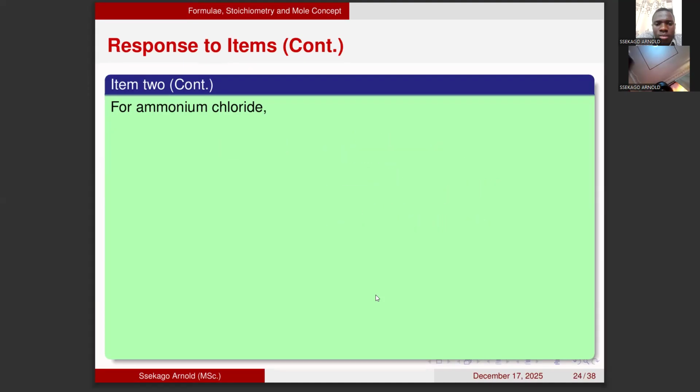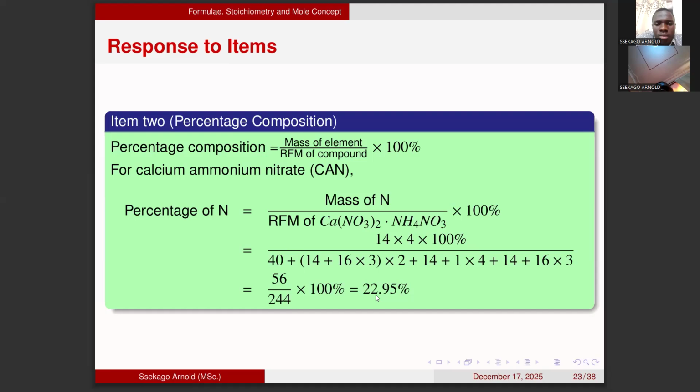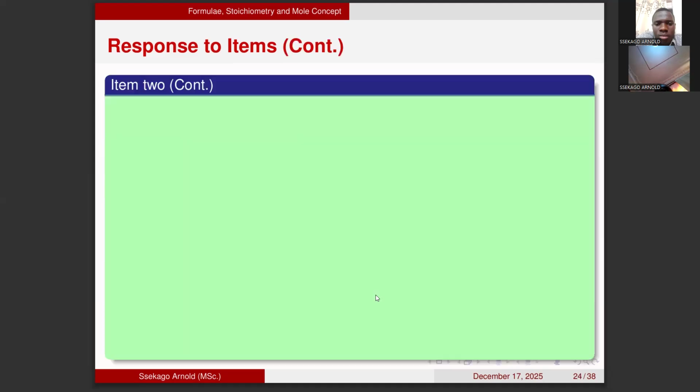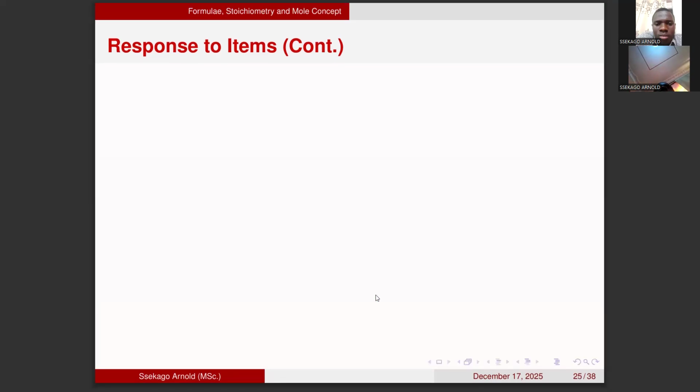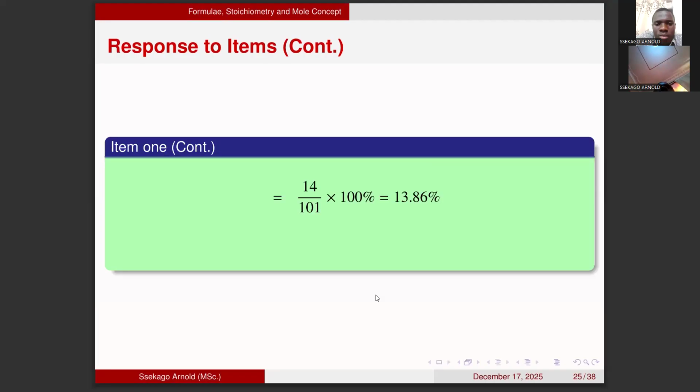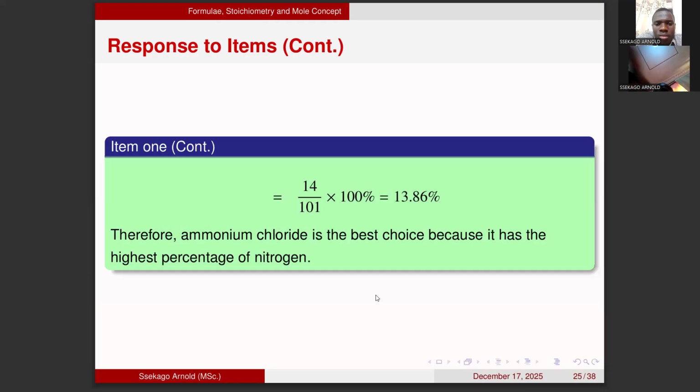So the first one, I hope you notice, is 22.95. The second one is 26.17%. Then the third one we have obtained is 13.86%. So what do you realize? You realize that ammonium chloride has the highest percentage of nitrogen. Therefore, ammonium chloride in this case is the best choice which Bukenya should go for because it has the highest percentage of nitrogen.